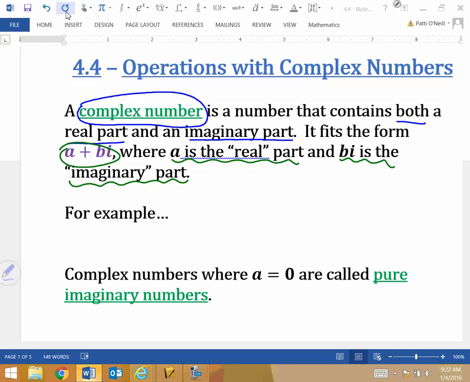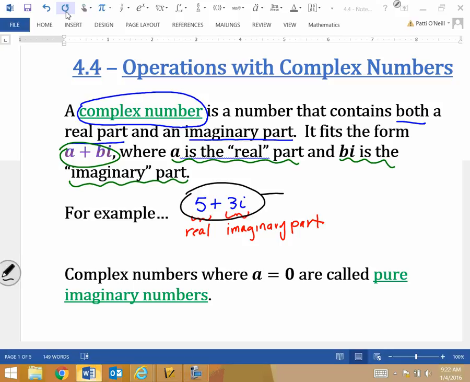So it's important that you understand the definition of what a complex number is. An example that you could put into your notebook would be something like this, 5 plus 3i. That's an example of a complex number. The 5 in this is considered to be the real part because it doesn't have the i associated with it. And the 3i is the imaginary part. And together, those two pieces form what we consider to be overall a complex number.